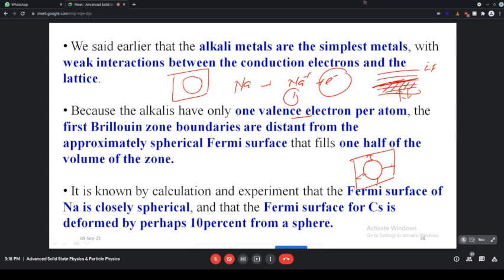If you calculate, this is one half of the volume of the zone. If suppose this is the volume of the zone, then its volume will be equal to half of the volume of the first zone. It means it lies completely inside. Therefore, there will be no interaction of electrons with the lattice, and there will be no distortion. Therefore, the Fermi surface of sodium will be perfectly spherical in nature.